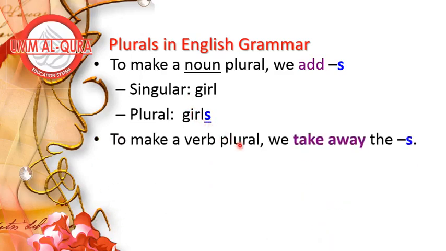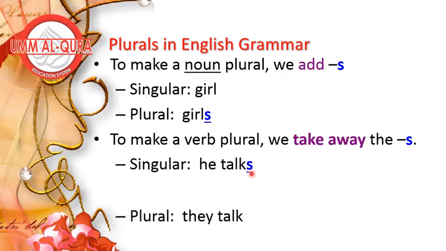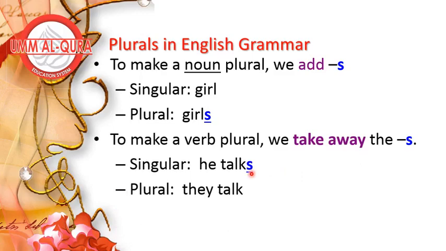To make a verb plural, when we are talking about a verb, we take away the s. What do we take away? S. To make a verb plural, we take away s, but to make a noun plural, we add s. For example, he talks when we are talking about a singular person, but when we are talking about plurals, we say they talk. We remove s from the verb.